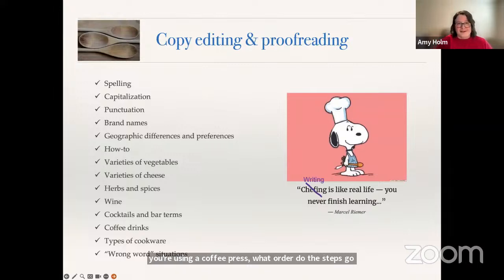How do you make, if you live in the Midwest, how do you make lefse, and what would the writer need to say first? Things like that. I do a lot of that kind of little fact checking. And not being a big consumer of alcohol myself, I always have to look up things about wine and cocktails and bar terms. I don't have as much trouble with beer because that's a little easier to know, but I look up a lot of this stuff, coffee drinks, all that kind of stuff.